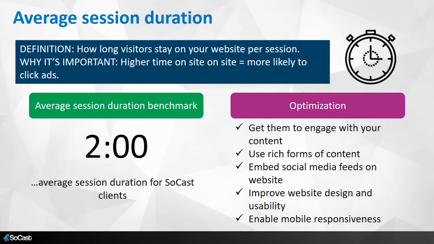In order to improve this number, you need to get your audience to engage more with your content. One great way to do this is to use richer forms of content, such as video. Of course, if you host a video on your website that is able to capture your audience's attention, you will be able to keep them on your website for a longer period of time. Another tactic you can use is to embed your station's social media feeds on your website. This will give you more content that refreshes regularly that your audience can interact with on your homepage, constantly refreshing that page.